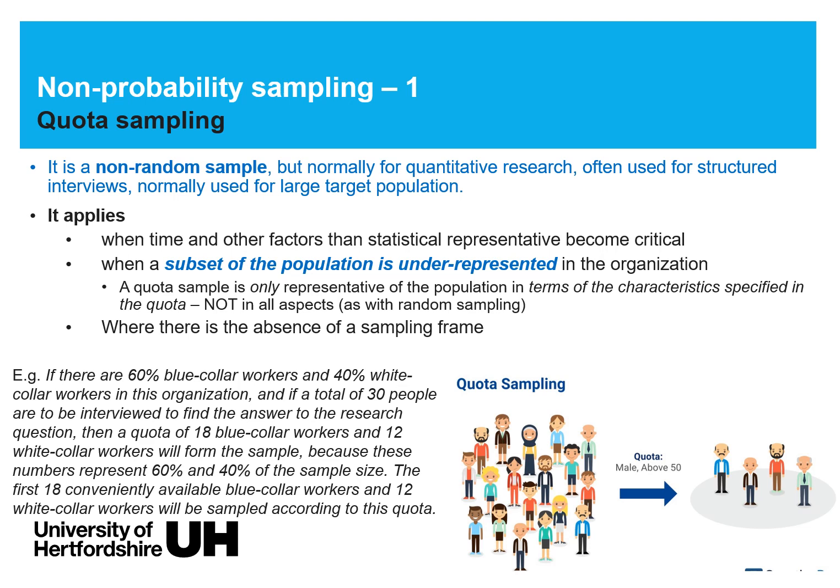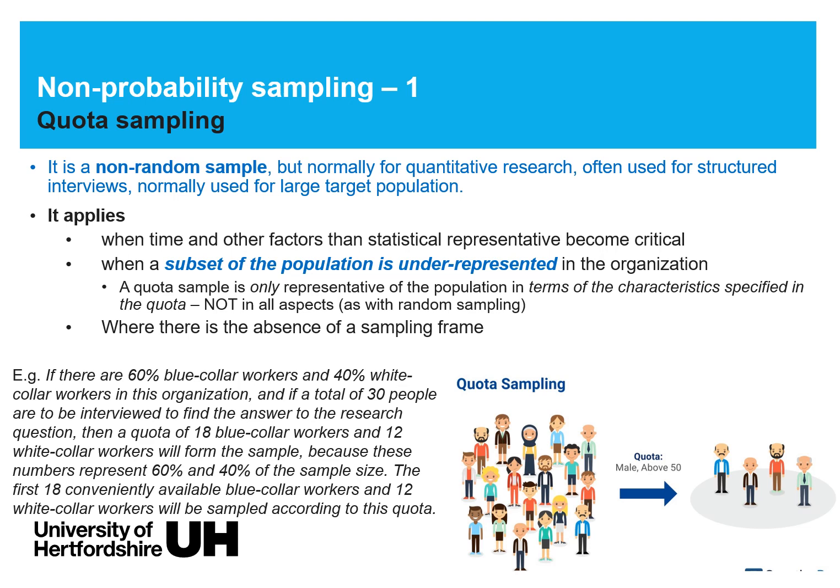The example here also gives you an idea of quota sampling. If there are 60% blue collar workers and 40% white collar workers, and you're looking for 30 people to be interviewed, you have to think about how many people from the 60% and how many from the 40% to form the 30 participants you require. Using the quota, you're likely getting 18 from blue collar and 12 from white collar, to make sure they are representative and the right selection for your sample.